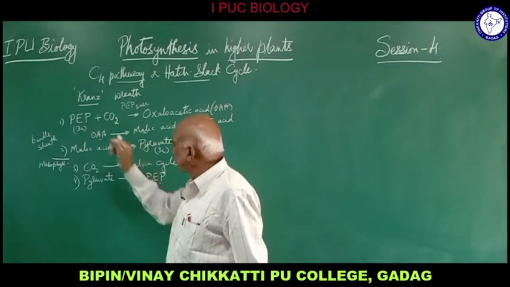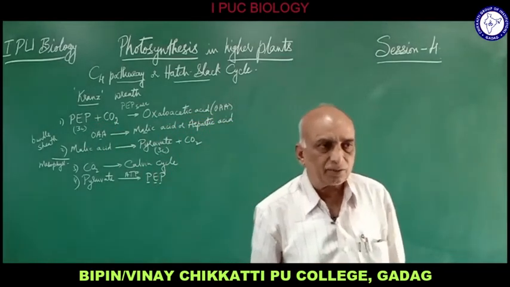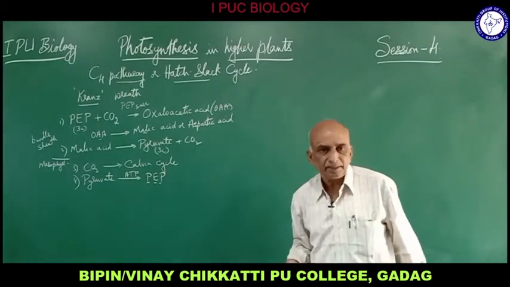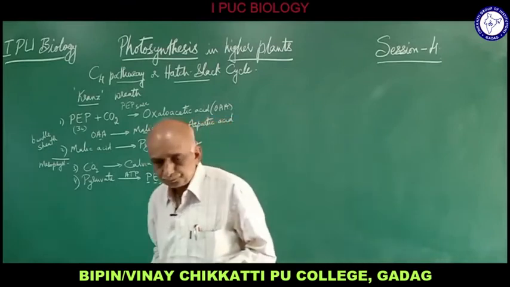So when the starting compound gets regenerated, it is a cycle. The Kelvin cycle is also called a cycle because RUBP is regenerated. This is the C4 pathway.